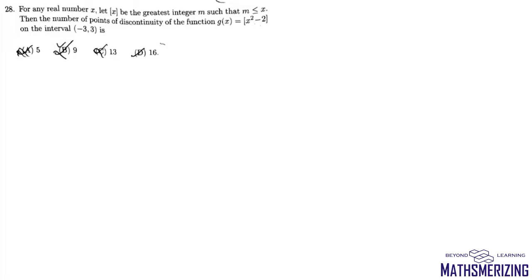Now question number 28 is: number of points of discontinuity of the function g(x) equals greatest integer function of x square minus 2 in the interval minus 3 to plus 3. We can write g(x) as greatest integer function of x square minus 2. Now this minus 2 is a constant function which is continuous and differentiable. That means we just need to find continuity of greatest integer function of x square between minus 3 and plus 3.